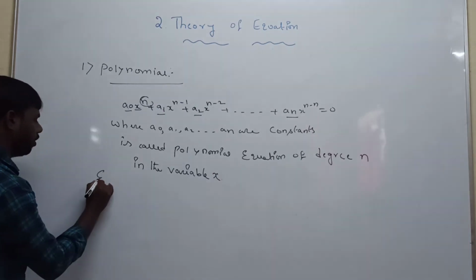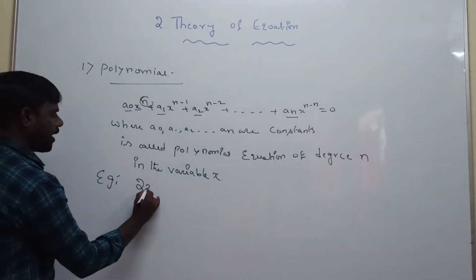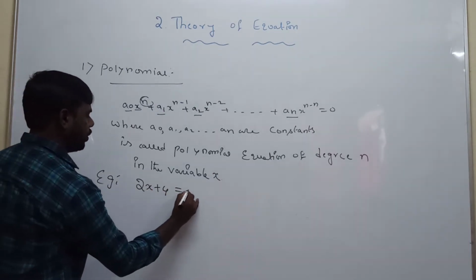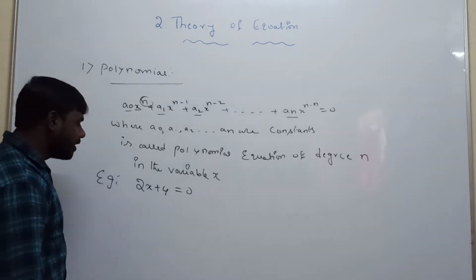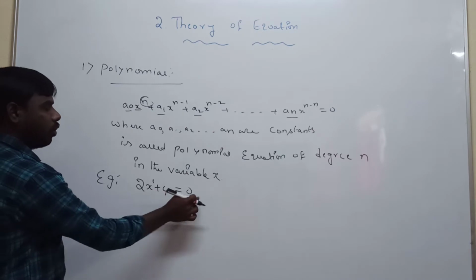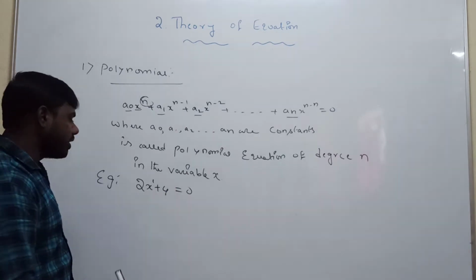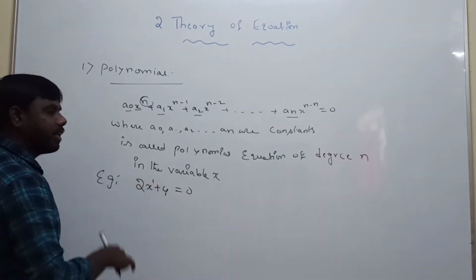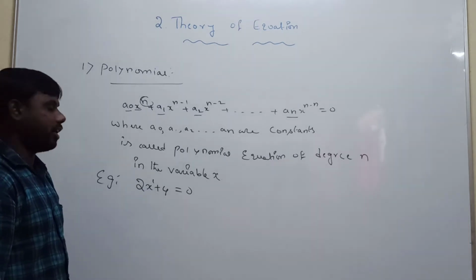For example, 2x plus 4 is equal to 0. What is the degree in the variable x? It is 1, so 1 is the degree of this polynomial equation.